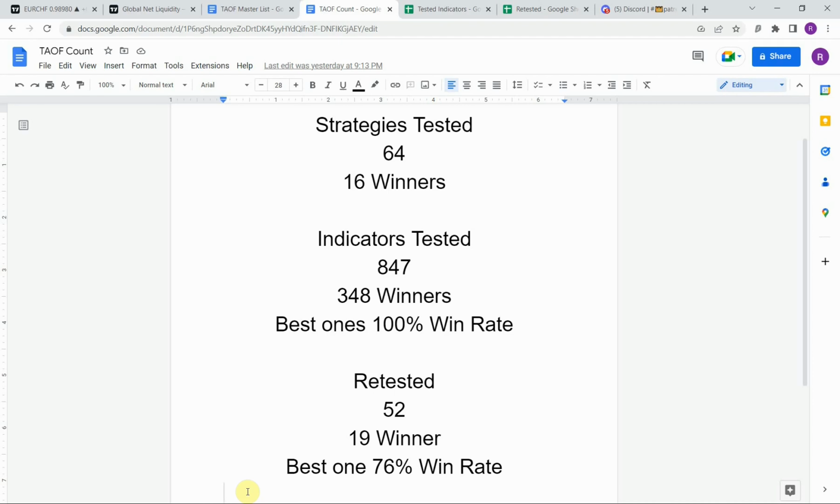We've also retested in the advanced testing 52 of the winning indicators. 19 of them have been able to maintain the winning status. The best one, a 76% win rate. Now keep in mind that we test most of these strategies and indicators on the Forex and crypto market, but they can be applied to just about any market and time frame universally.